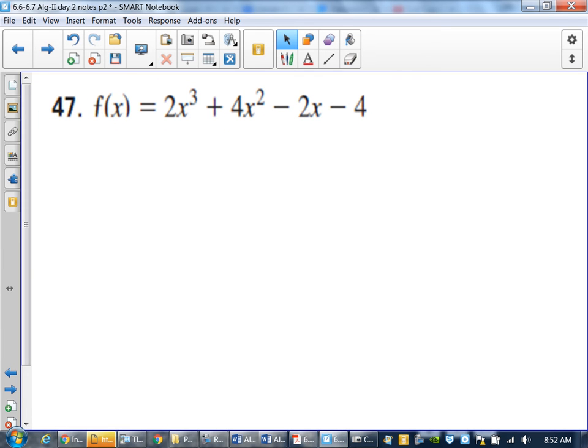So I want to try 2x cubed plus 4x squared minus 2x minus 4. I want to find all of my zeros. I want to plot them. And I want to graph them, including their end behavior, to get a rough sketch idea of what this looks like.